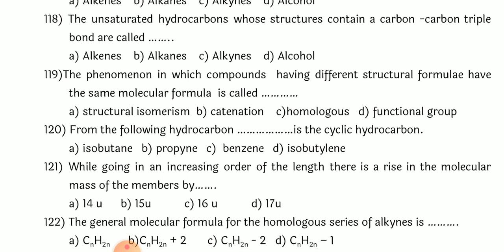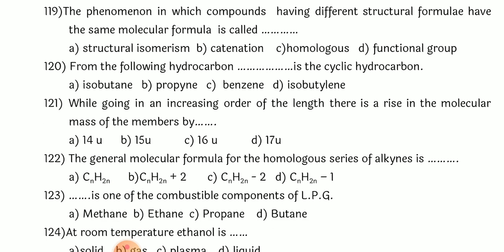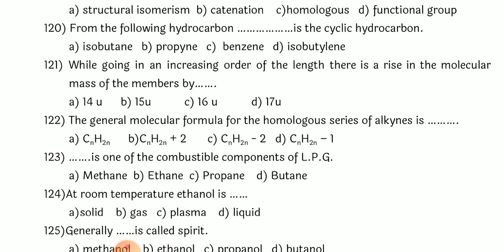119. The phenomenon in which compounds having different structural formulas have the same molecular formula is called structural isomerism. That is option A. From the following hydrocarbons, dash is the cyclic hydrocarbon. You can see all these structures in your textbook. Option is C, benzene. While going in increasing order of length, there is a rise in molecular mass of the members by 14 Dalton. 14 Dalton is the smallest unit of molecular mass. So you will write the answer 14 Dalton, that is option A.